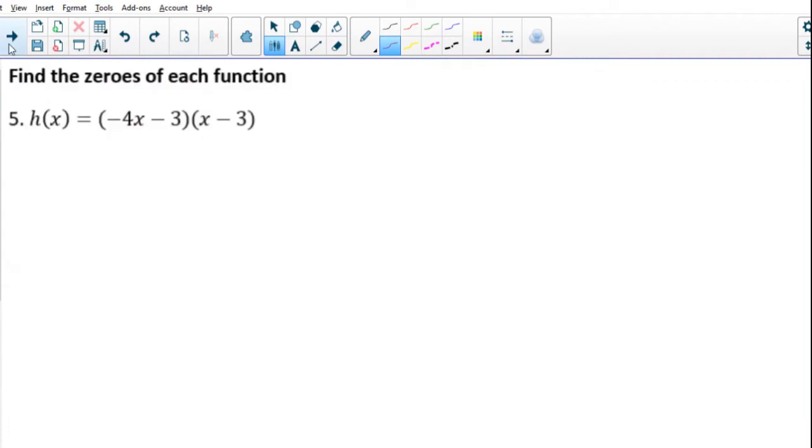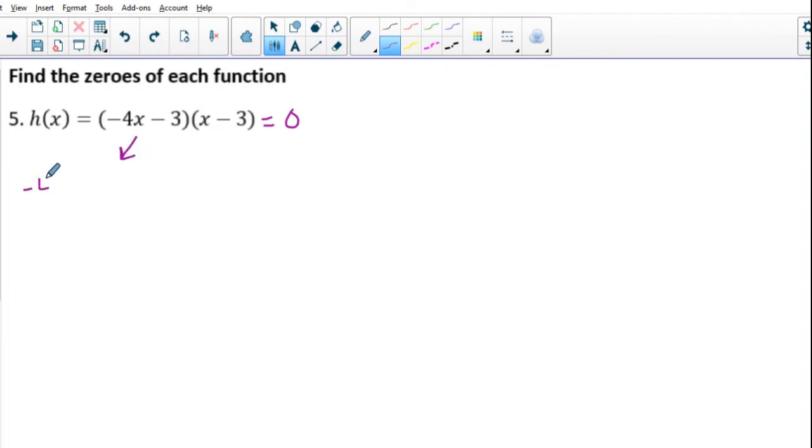Here's another example. I'm finding the zeros of this function, but I can actually skip the quadratic formula on this. There is a shortcut. So this is already factored. And if I'm finding the zeros, that just means that I'm setting this equal to 0, which means I'm setting both pieces, both factors, to 0.